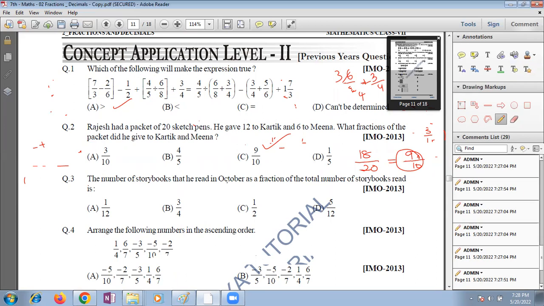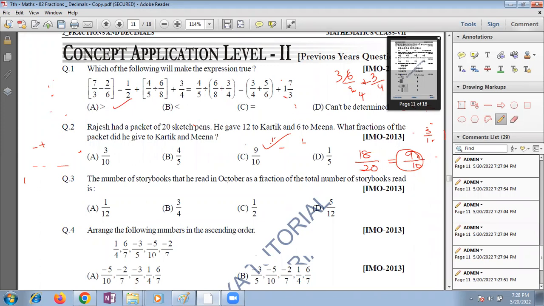Ma'am, where is the question? Ma'am, I think this question is incomplete. Incomplete. Please think, is there any clue to get the number of storybooks that he read in October? Ma'am, October has 31 days. At least we can't simplify the denominator. The storybooks, right? October has fraction of the total number of storybooks read is.